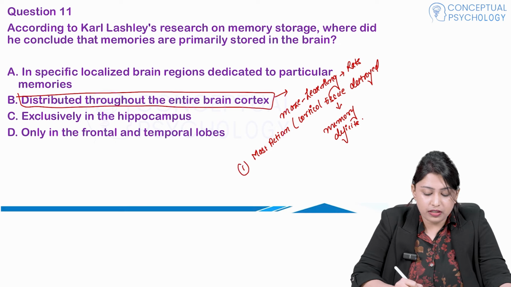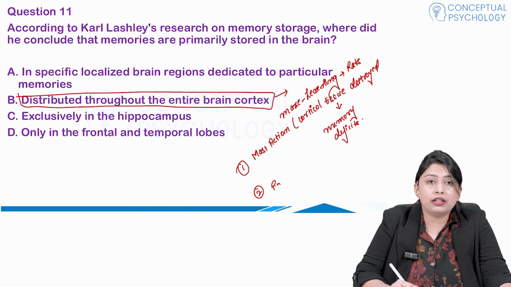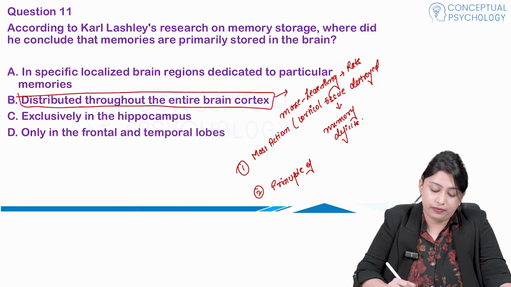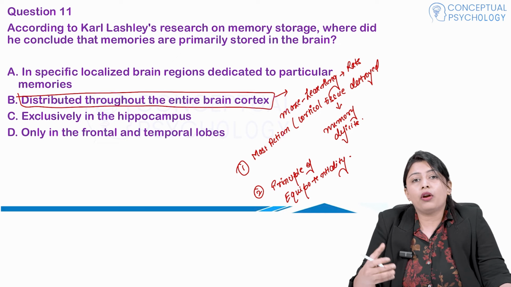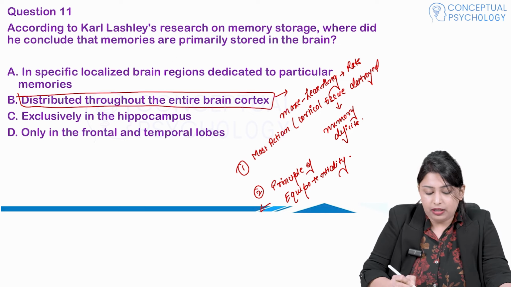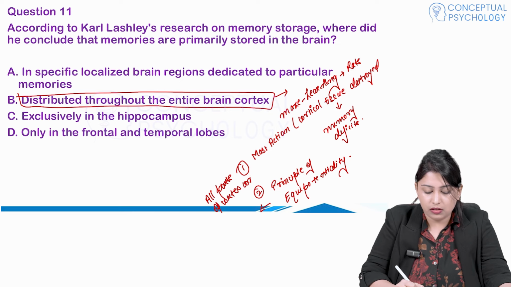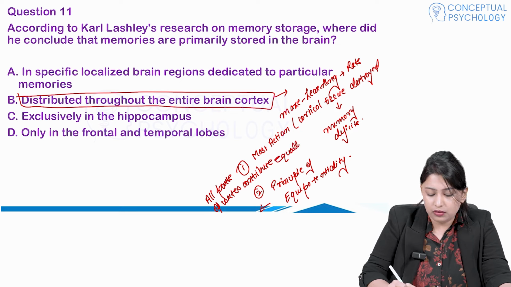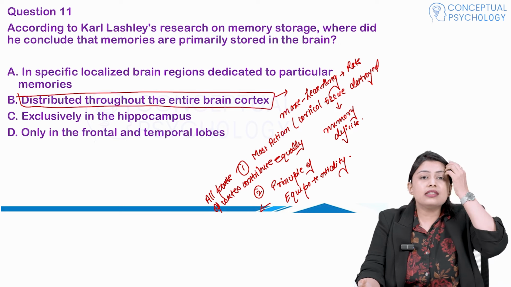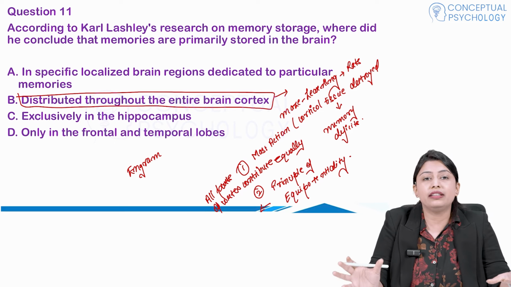So that was the first principle. The second was the principle of equipotentiality: all parts of the cortex contribute equally to complex learning and memory. So in his search for the engram, which is the physical memory trace.